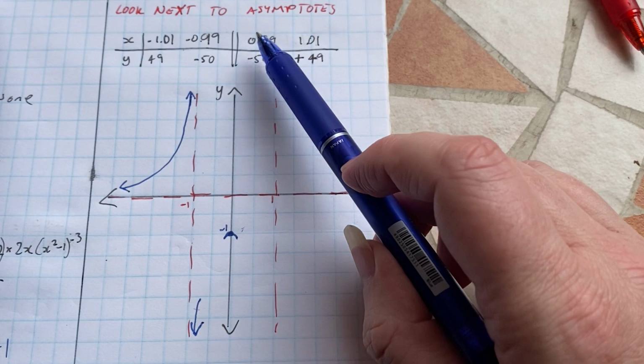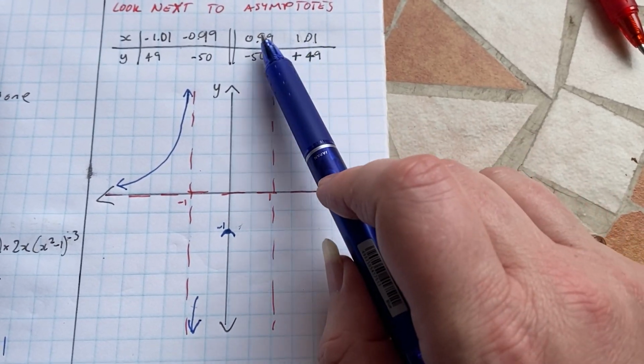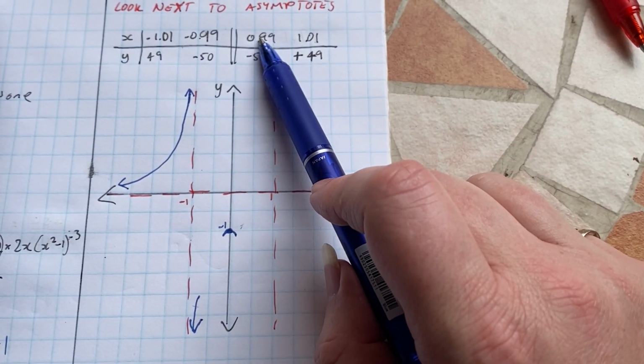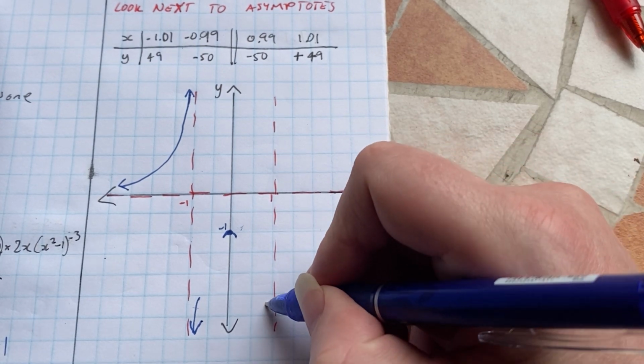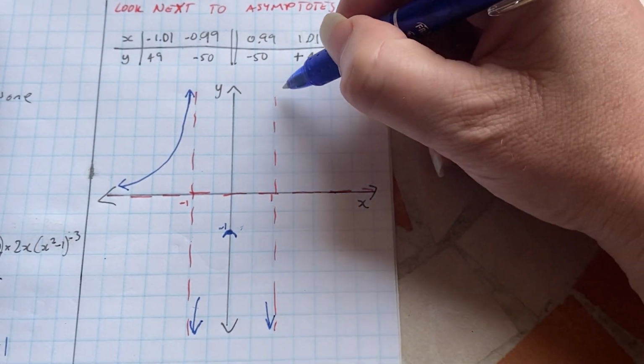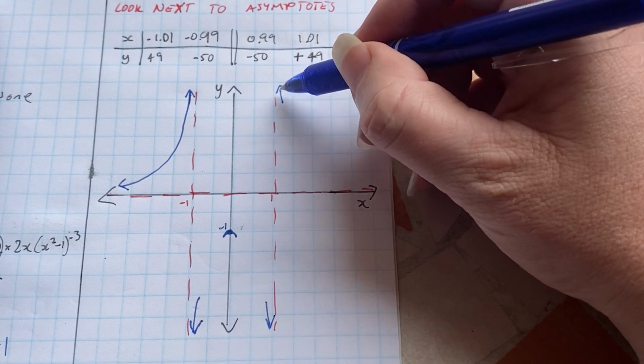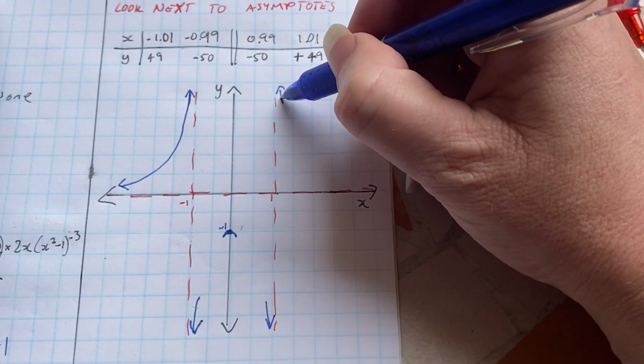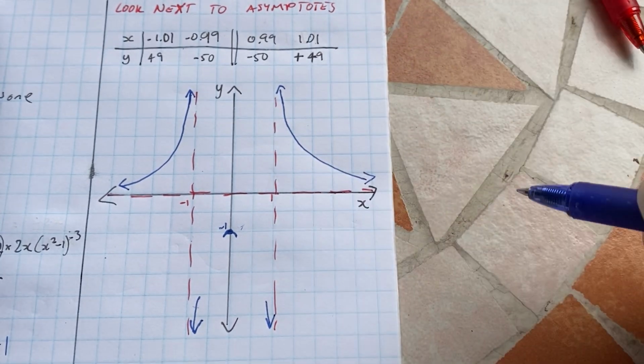The same when I put in the positive values, I get the same answers because it was an even function. So we had an x squared in there. It's going to go down here, negative 50, and it's going to go up there. This one will be squeezed between the asymptotes. So it's going to look something like that.